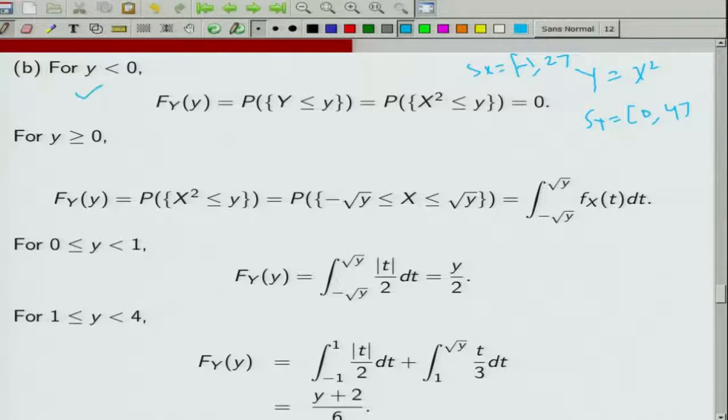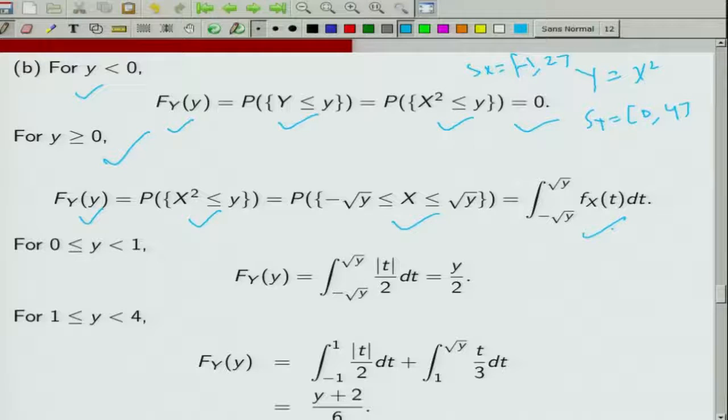So clearly, if y is less than 0, F_Y(y), which is the probability Y less than or equal to y, is the probability X square less than or equal to y. But if y is less than 0, X square cannot take a negative value, so this probability would be 0. For y greater than or equal to 0, F_Y(y) would be the probability X square less than or equal to y, which would be the same as X lies between minus square root y to plus square root y, which would be the same as integrating the PDF from minus square root y to square root y, f_X(t) dt.